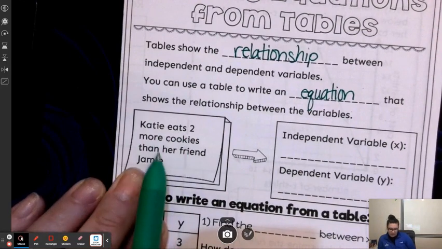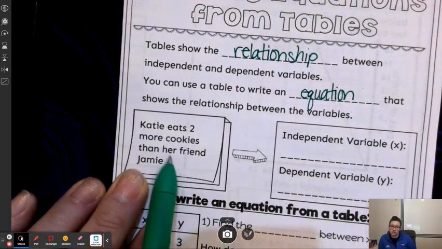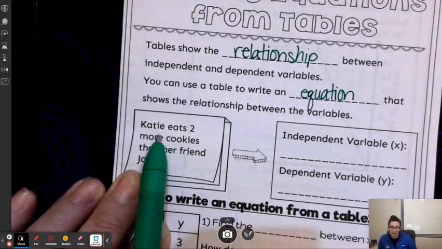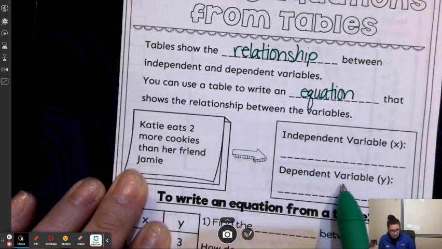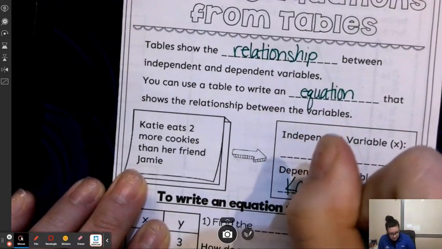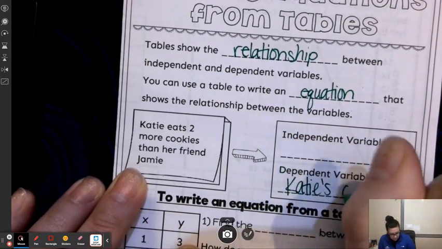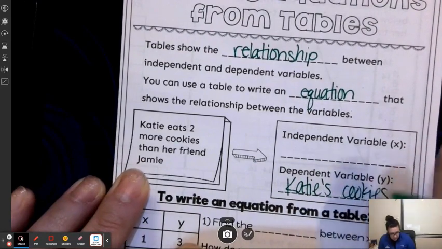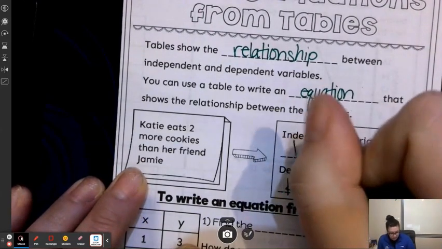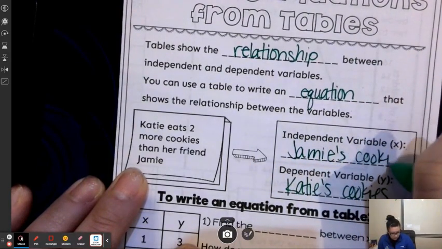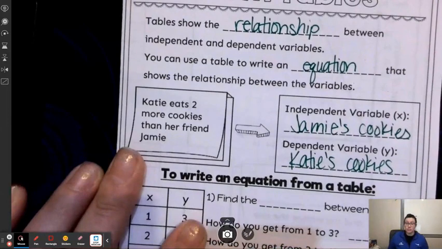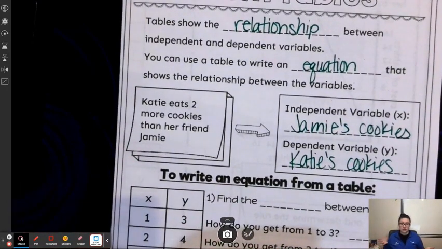Katie's cookies depends on how much Jamie eats. So Katie is our dependent variable because her cookies depends on what Jamie eats. So our dependent variable is Katie's cookies. And the independent variable then is Jamie's cookies. In 8th grade, you'll get more into identifying independent and dependent variables. But for right now, just think about it like science class.